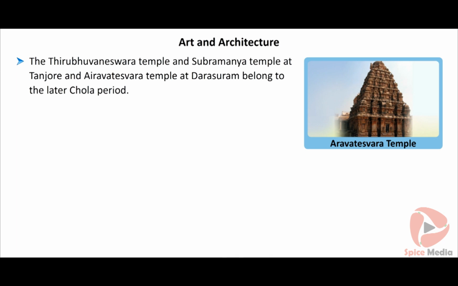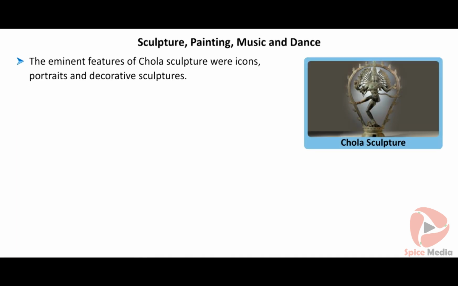The Tirubhuvaneshwara temple and Subramanya temple at Tanjore and Airaveteshwara temple at Darasuram display graceful architecture of the Cholas, and they belong to the later Chola period. The eminent features of the Chola sculpture were icons, portraits, and decorative sculptures. Both beauty and grace were evident in the portraits.